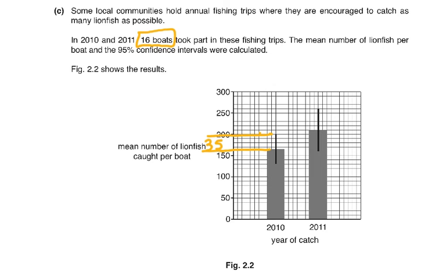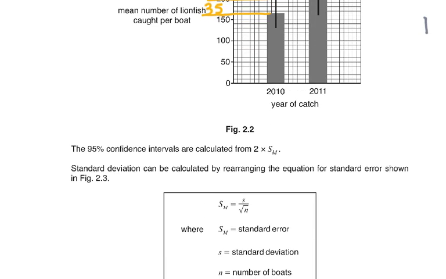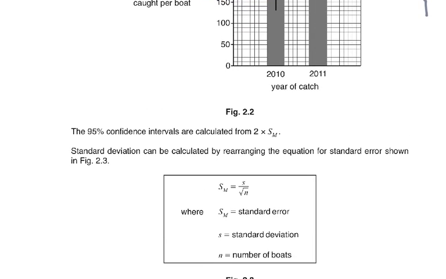Coming to the C part of the question: some local communities hold annual fishing trips where they are encouraged to catch as many lionfish as possible. In 2010 and 2011, 16 boats took part in these fishing trips. The mean number of lionfish per boat and 95% confidence intervals were calculated. Figure 2.2 shows the result. Now you see the mean number of lionfish per boat and the year of the catch. Then it says the 95% confidence intervals are calculated from 2 × SEM.